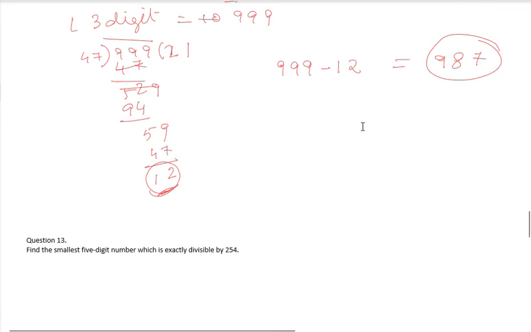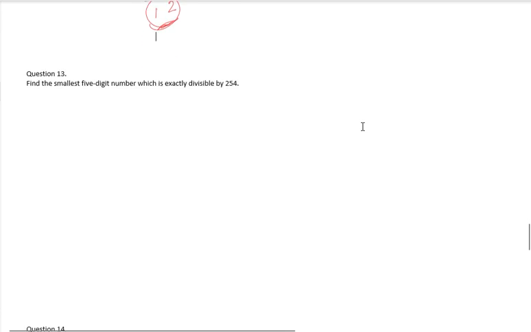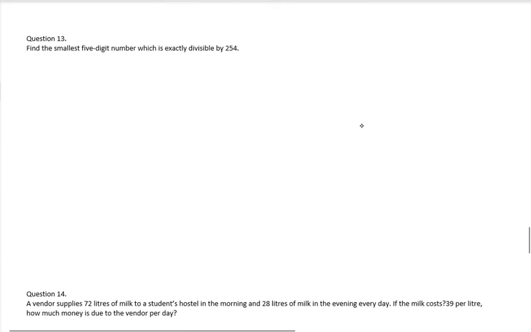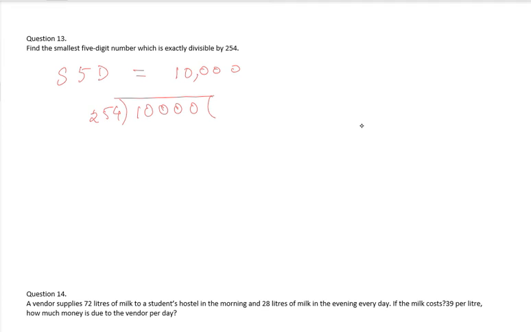The next question is number 13. Find the smallest 5-digit number which is exactly divisible by 254. The smallest 5-digit number is 10,000. So let's do the division. 254 into 10,000. 254 into 3 would be 3 4s are 12, 1 carry, 75 plus 1 is 76. The subtraction answer is 238, and then we put 0.